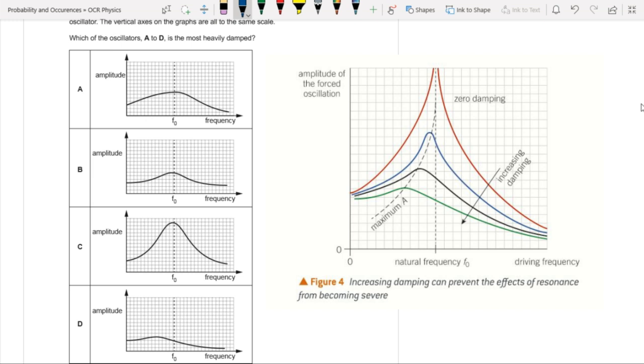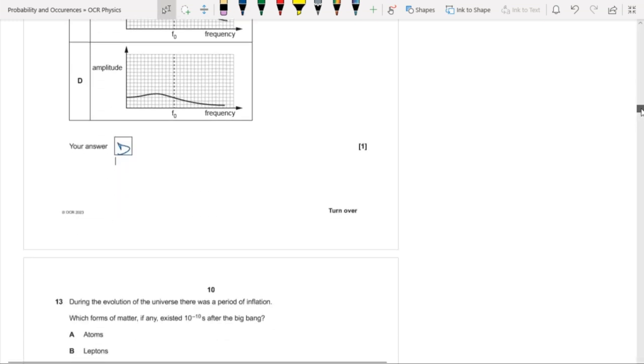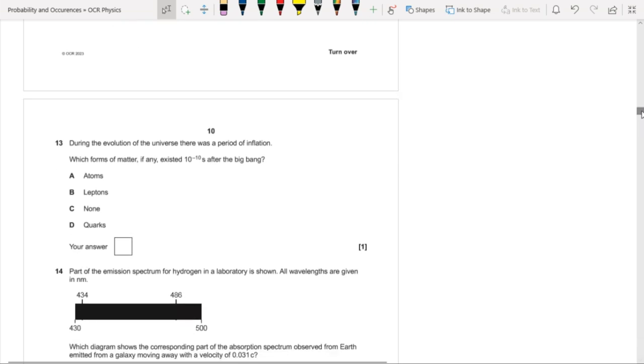So if we have a look now at the question, option D appears to have the peak further away from the natural frequency of oscillation. So the D system, or option D, is the right answer. Moving on to question number 13.